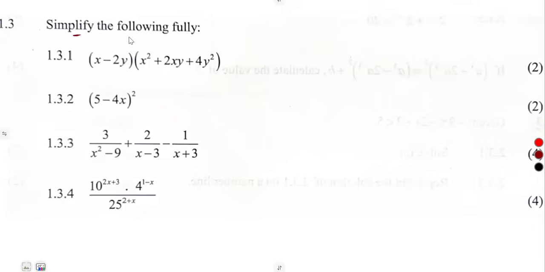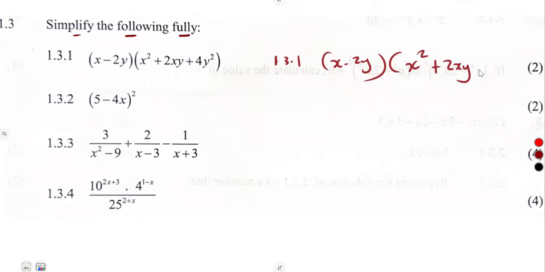All right, simplify the following fully. What is it that we are supposed to do? We check according to the question. Here there are 2 brackets, so definitely they want us to expand these brackets. Question 1.3.1: we have x minus 2y into x squared plus 2xy plus 4y squared, like this.